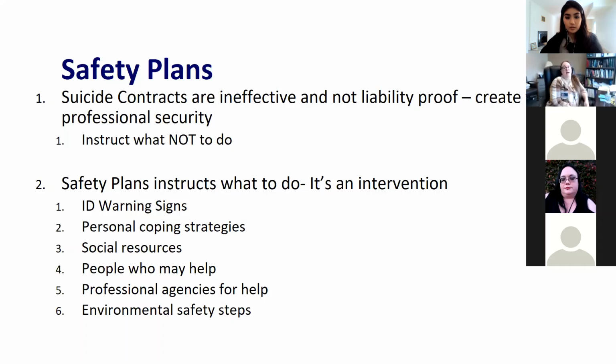And then the last one is environmental safety steps. So this is like restricting means access or access to means, such as locking up knives, locking up guns, locking up pills.